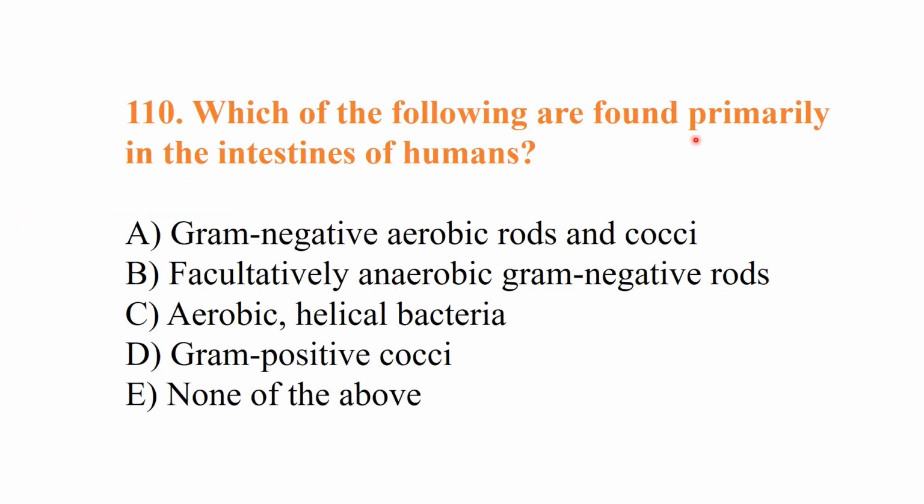Which of the following are found primarily in the intestine of humans? The intestine of humans is rich in facultatively anaerobic gram-negative rods.